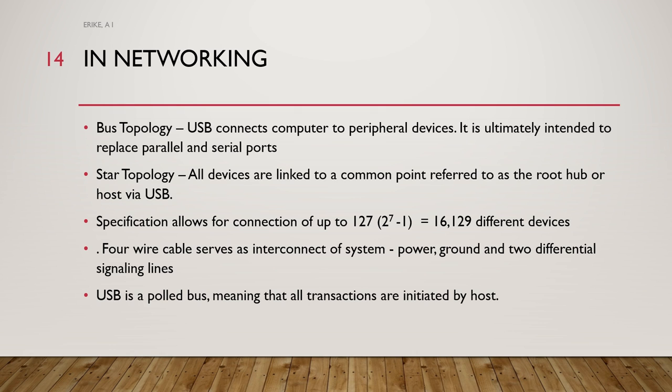The USB specification allows for connection of up to 16,129 different devices. Now, inside of the USB cable, we have about a 4-wire cable that serves as the interconnect system, which includes the power line, the ground line, and 2 differential signaling lines. USB also is a pooled device. Now, the USB host is the device that controls the entire system, usually a PC of some form, and processes data arriving to and from the USB port.